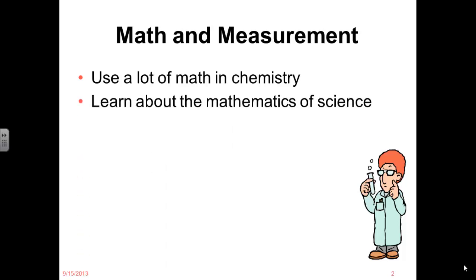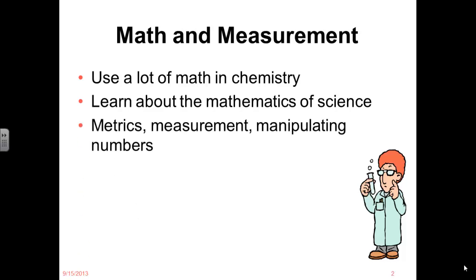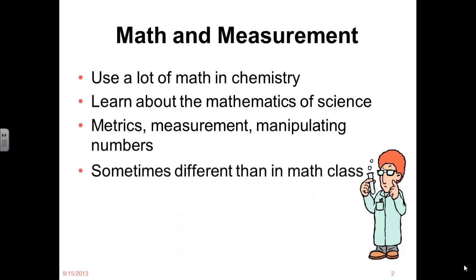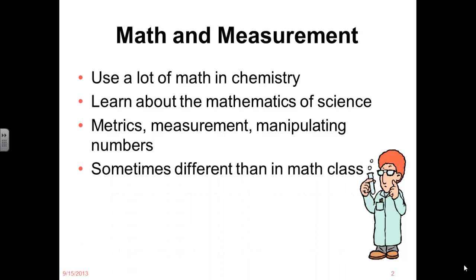We also need to learn about the mathematics of science. In fact, math in science can almost be like its own language. It tells people how we conducted our experiment and how accurate our equipment was. To do that, we need to know a little bit about metrics, measurement, and manipulating numbers, which is adding and subtracting and dividing and multiplying. But sometimes you have to realize that the math that we deal with in science can be different than the math that you deal with in math class.